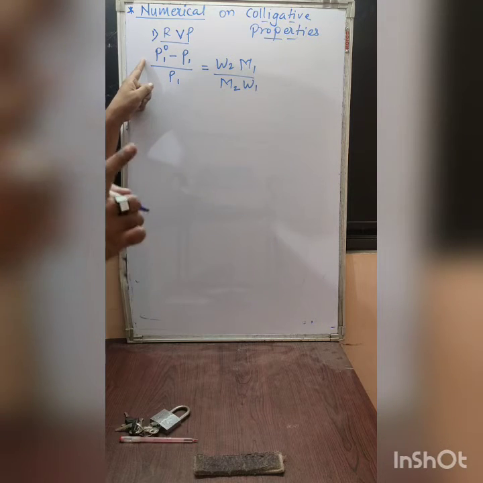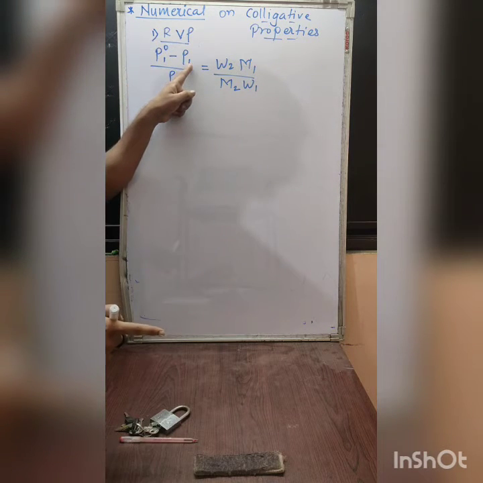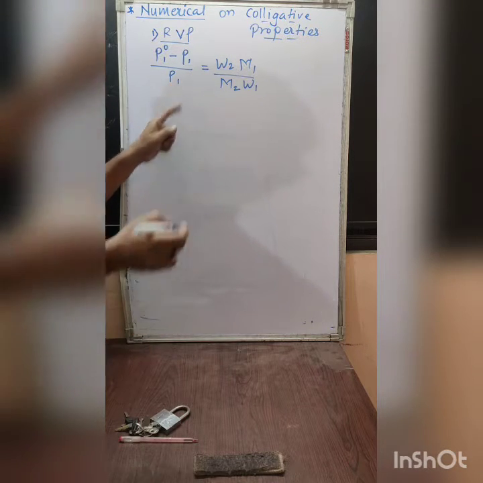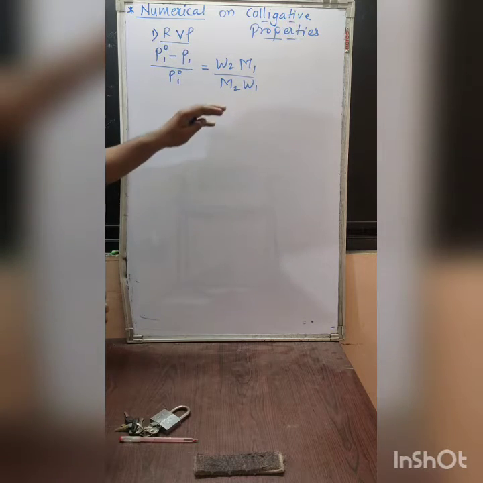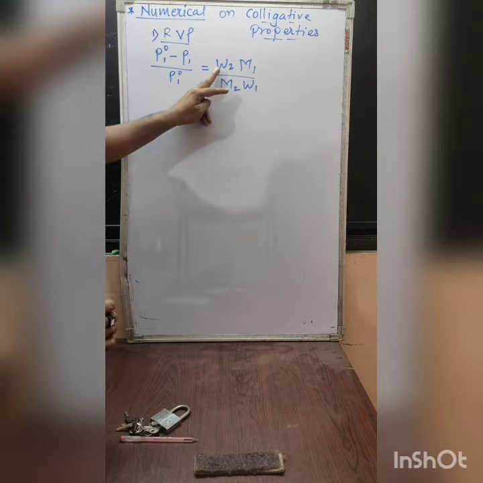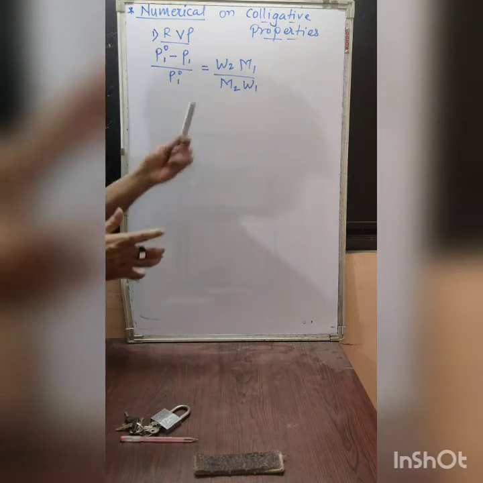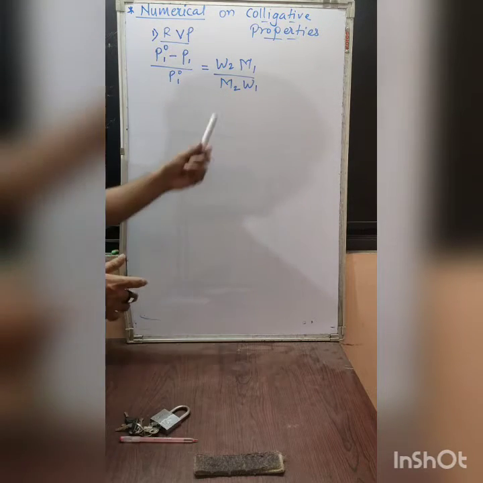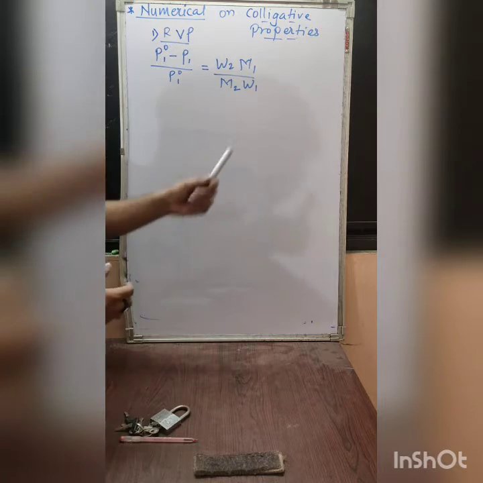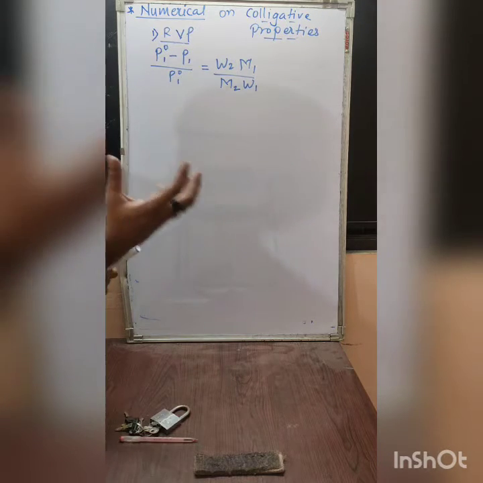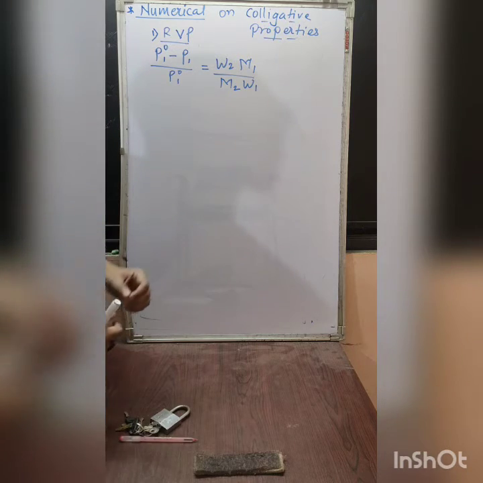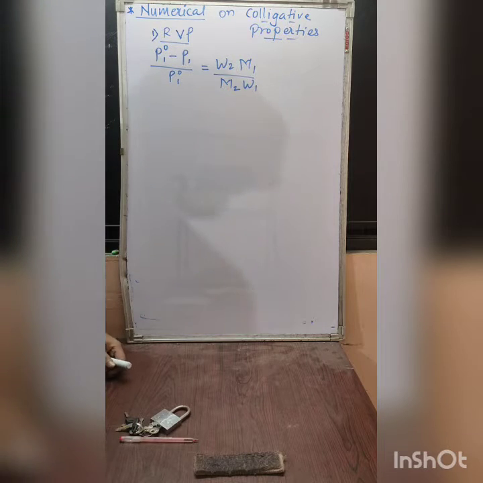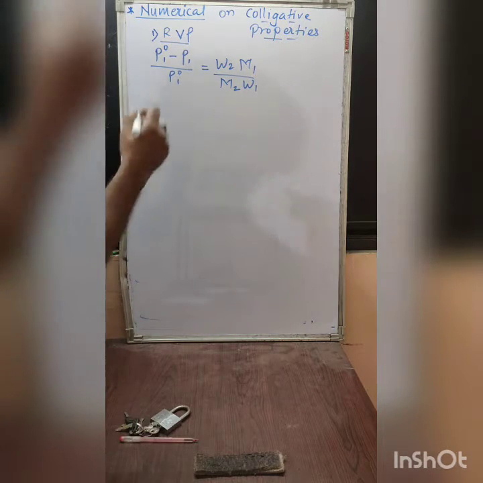P1⁰ is the vapor pressure of the pure solvent, and P1 is the vapor pressure of the solution. W2 is the mass of the solid, M1 is the molar mass of the solvent, M2 is the molar mass of the solid, and W1 is the mass of the solvent. Please remember, 1 is for the solvent and 2 is for the solid. So this is the first formula.